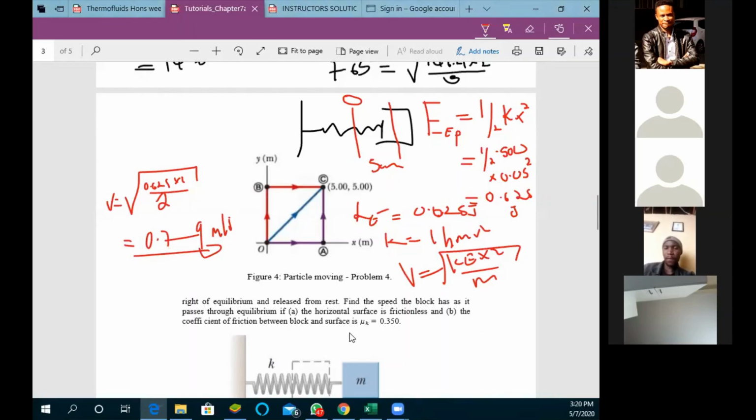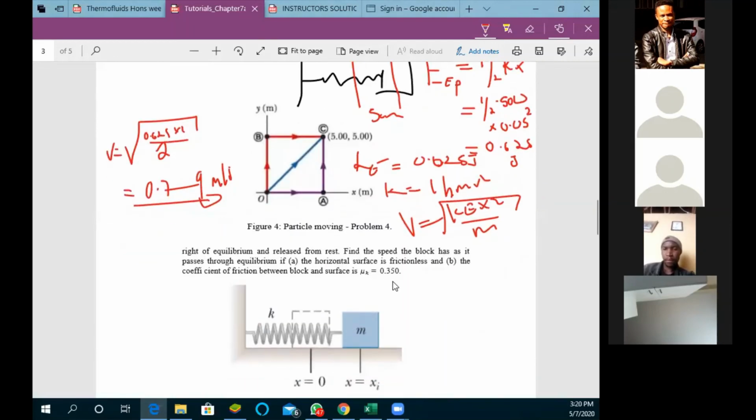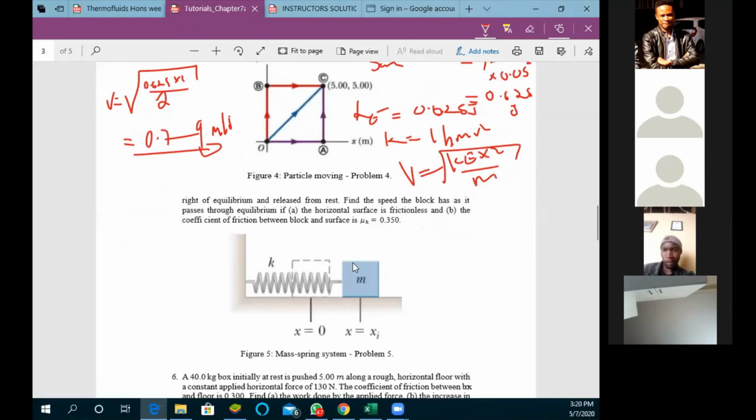Now, when there's friction, it's part B: the horizontal surface has friction. The coefficient of friction between the block and the surface is 0.350. So there's now a friction force, given by the normal force times the coefficient of friction. The normal force is a reaction force from the surface going upwards. There's mg, and there's no movement in the y plane, so it's the same as mg. So we can find the friction force.